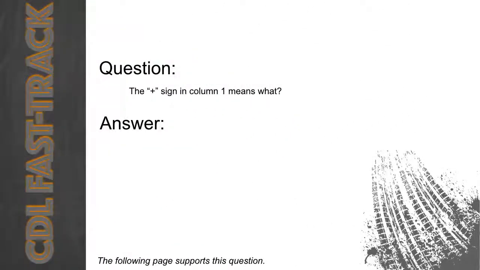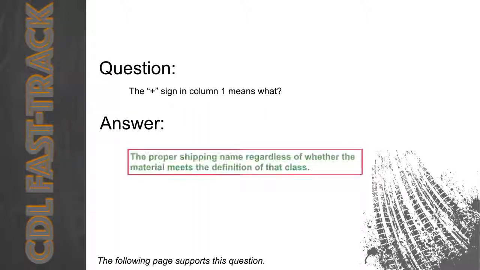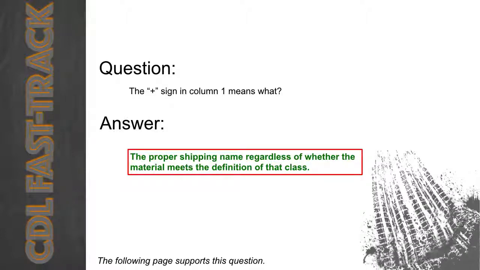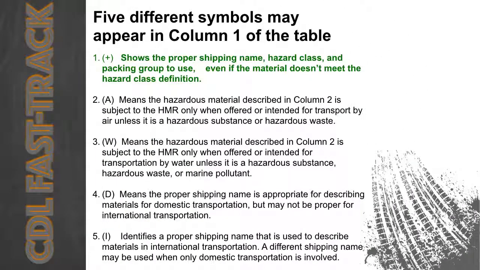The plus sign in column 1 means what? Five different symbols may appear in column 1 of the table. The plus sign shows the proper shipping name, hazard class, and packing group to use, even if the material doesn't meet the hazard class definition.